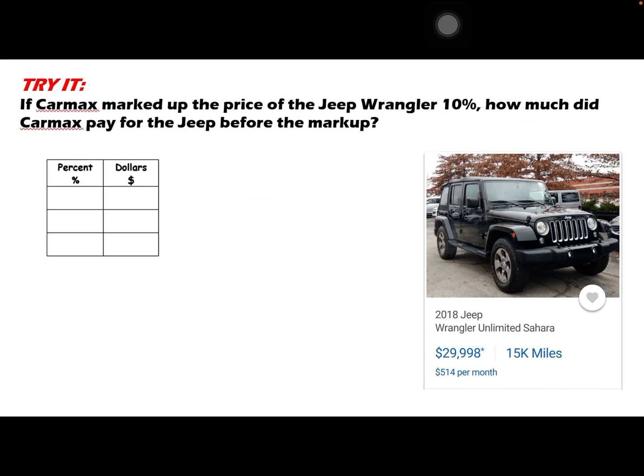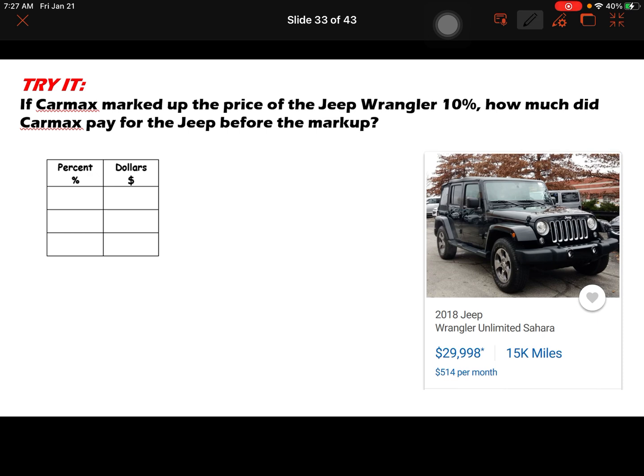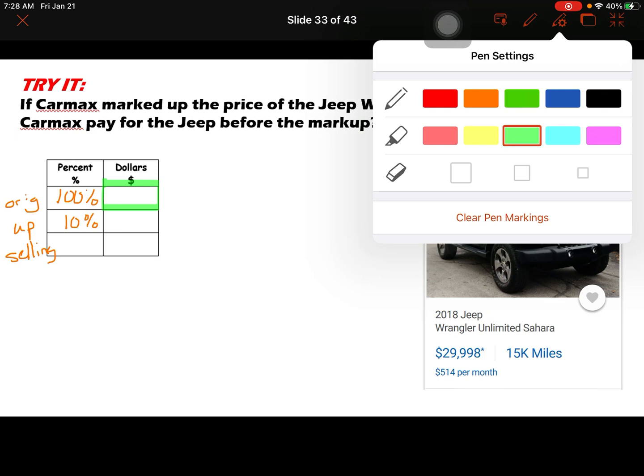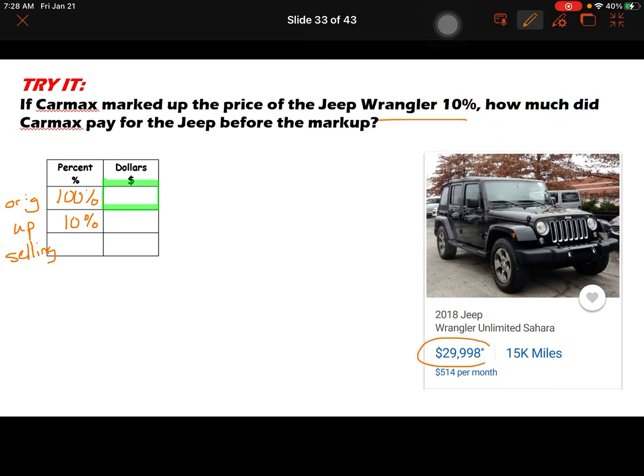All right, moving on to the next one, we're going to do the same thing. This one is a CarMax that marked up a Jeep Wrangler 10%. So once again, over here we have our original, we have the markup, and then since it's a markup, we're talking about the selling price down here. It's a 10% markup, so we're going to put 10% here. Once again, 100% is always going up with our original. How much did CarMax pay for the Jeep before the markup? What we're looking for, just like the last question, is the original that they paid before they made their profit.